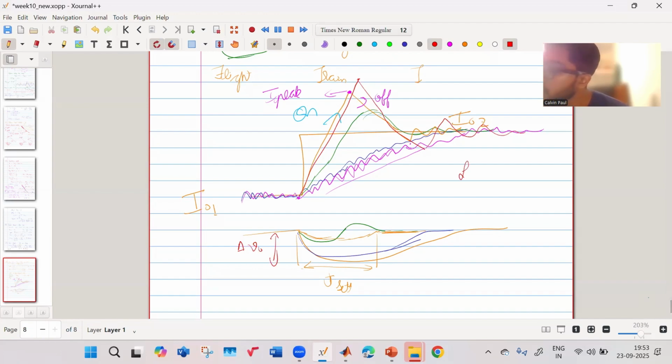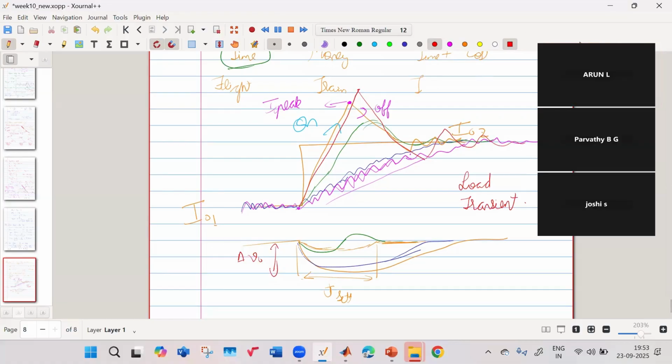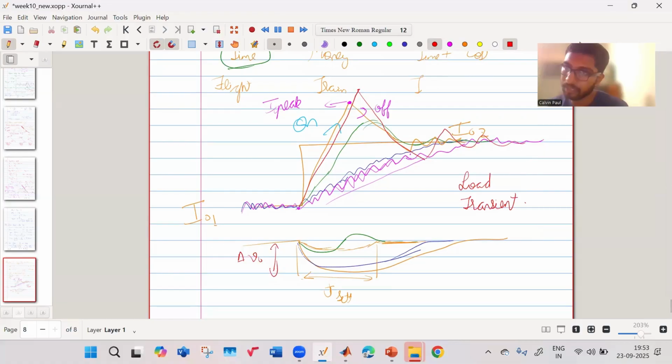So this was for your load transient case. This is for the load transient case, which I had shown earlier. Okay. Which you have done in question 4 and question 5. This is for this time optimal control. Okay. This is an advanced concept. If you have any doubts, please ask. Please feel free to ask.